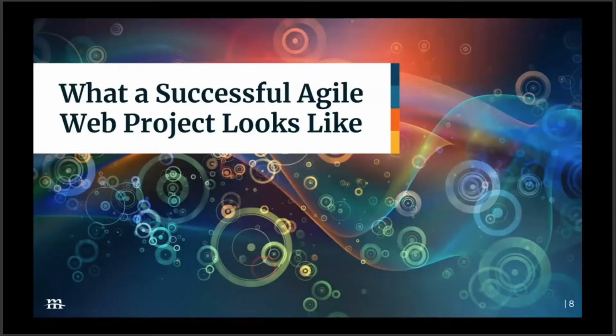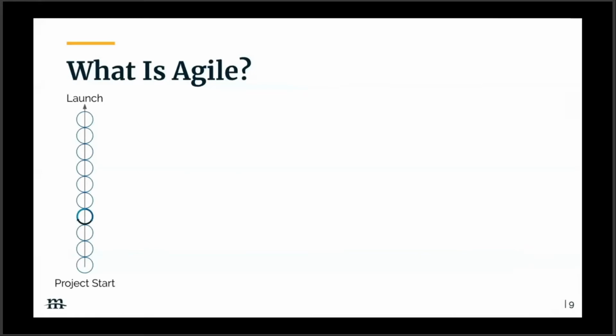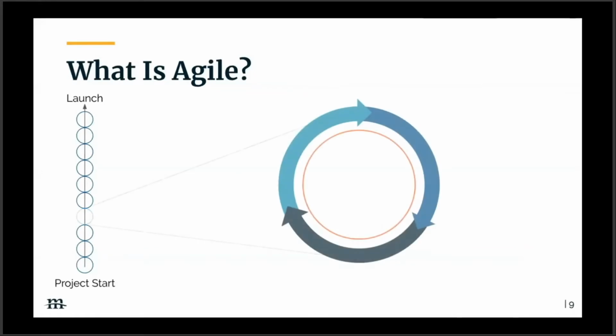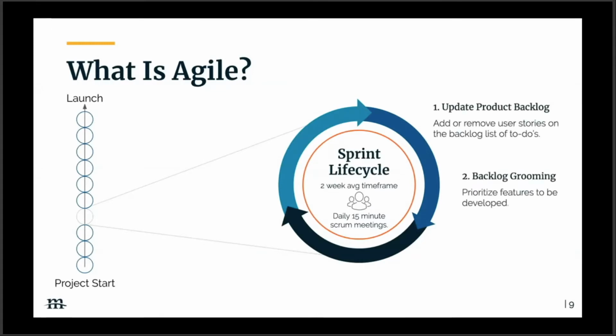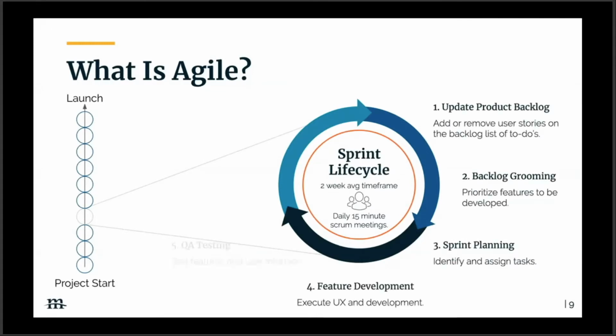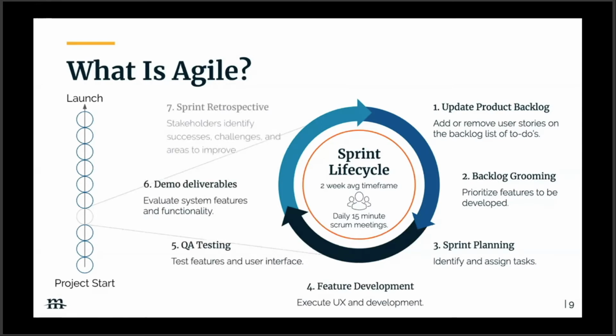So let's start with what a successful Agile web project looks like. And to do that, we're going to start by defining Agile. I really like this graph on the screen that you're going to see in a moment. Agile is essentially taking a very large, complex initiative and breaking it down into small sections of work to deliver more value and progress regularly.